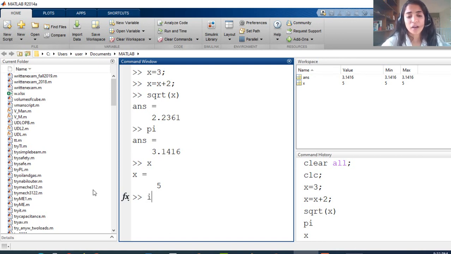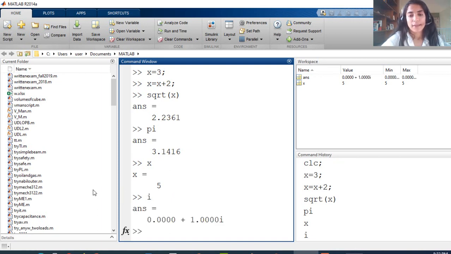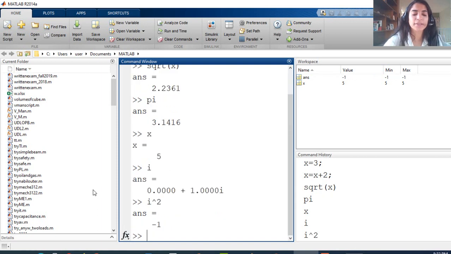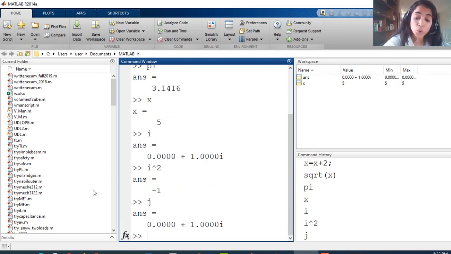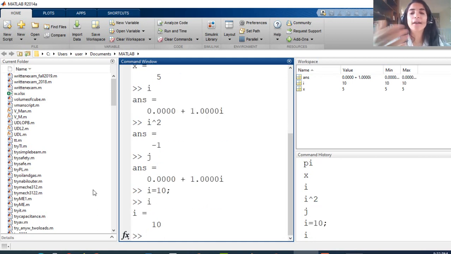Now, for example, as we know, i is the complex number that is equal to what? It is equal to some real zero part with an imaginary i, and we know that i squared is equal to minus 1. So guys, i is also defined in your Matlab library as well as j. However, if you define i as, for example, 10, then whenever you use i, now i is 10. If you did not define i, then i and j will be the complex number.